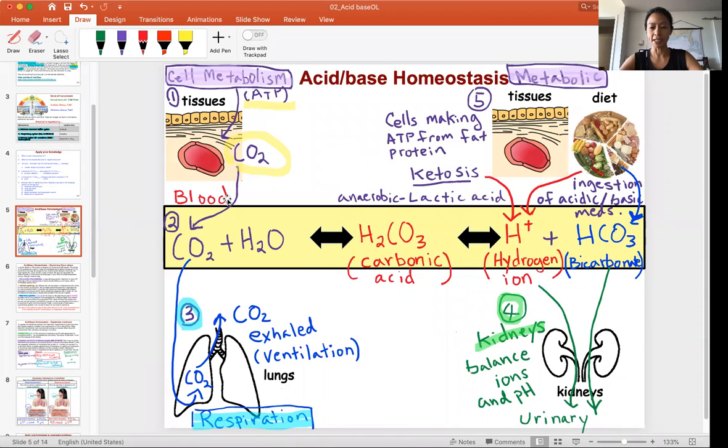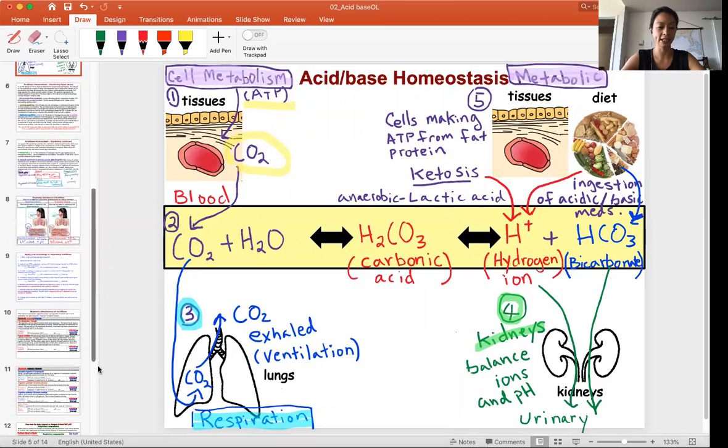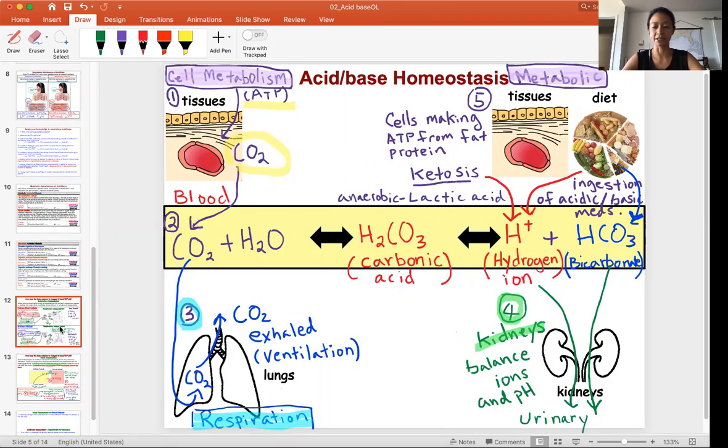What is coming into the body through cellular metabolism, other metabolites, and other ingestion, there has to be a way for the equilibrium to remain in homeostasis, for things to exit. So we have respiratory to exit CO2, and then we also have the kidney balancing out the hydrogen and the bicarbonate ions. Okay, so let's take a look at respiratory compensation first.